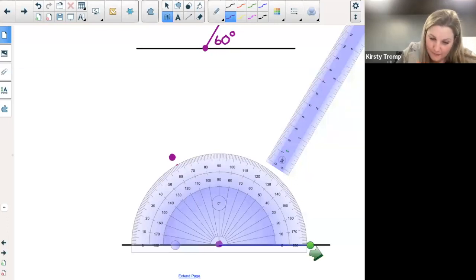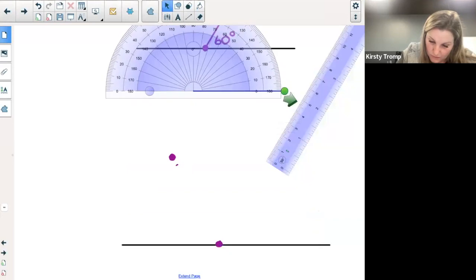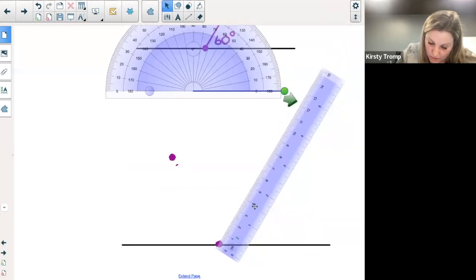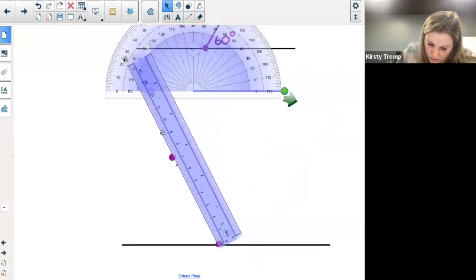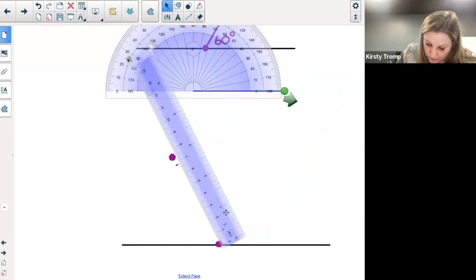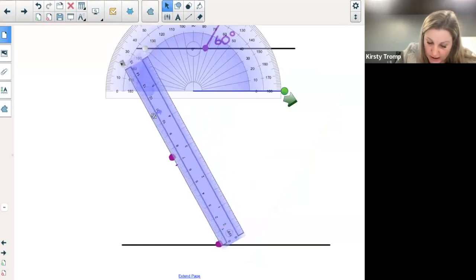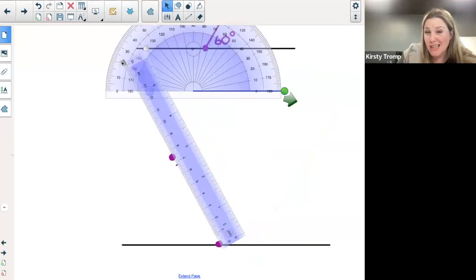Yes, ma'am. Okay, when it's a smaller number, we use the one on the outer side, the first numbers. But when it's a bigger number, it's the one on the inside. You can use either one. Honestly, you can use either one, depending on which side you want to go. I like using the inside numbers all the time, but you can use the outside numbers as well.